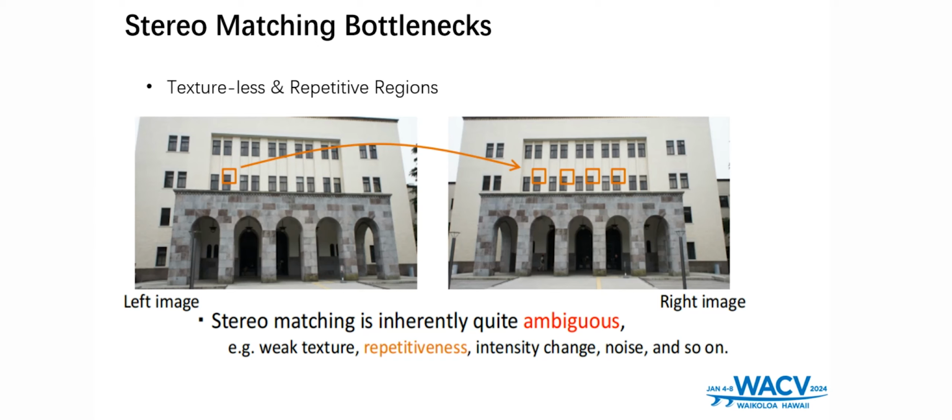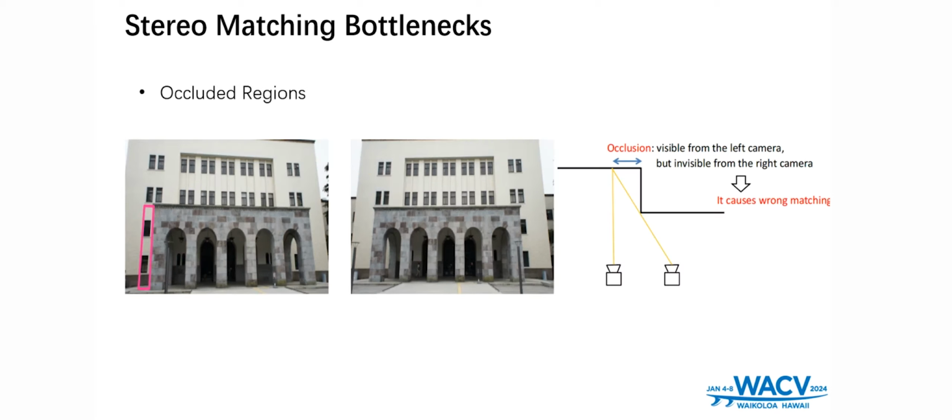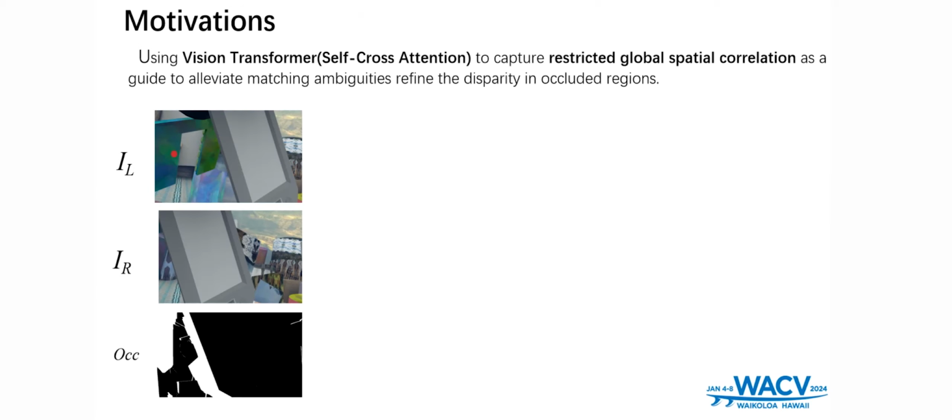Currently, stereo matching algorithms face the bottlenecks of ill-conditioned regions. One of them is textureless or repetitive regions, where they show homogeneity in the RGB domain, which is difficult for CNN-based methods to extract distinguishable local matching features. Another bottleneck is occluded regions, which are regions visible from the left camera but invisible from the right camera. Such regions cannot be directly estimated by matching, which may cause wrong matching and bad disparity performance.